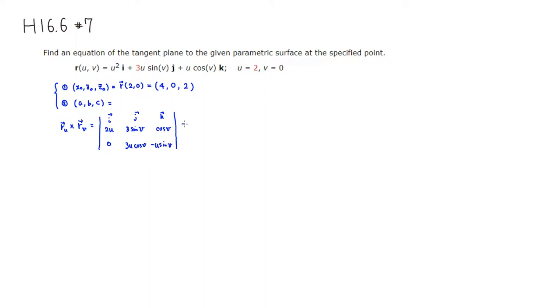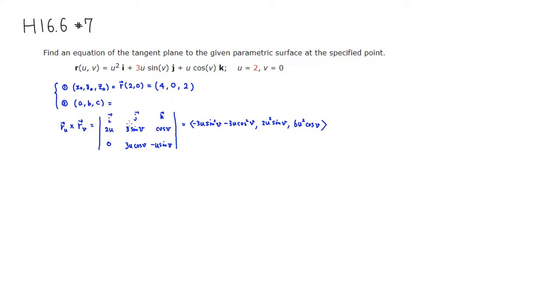Then do the cross product. The first component is going to be negative 3u sine squared of v minus 3u cosine squared of v. The middle one is 0 minus 2u squared sine of v. And the last one is 6u squared cosine of v. All right, so we got that.